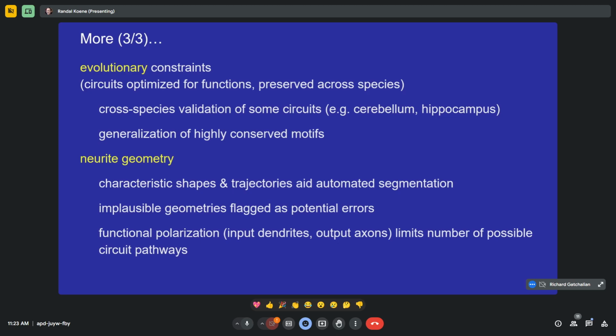Neurons have distinct dendritic and axonal branching patterns, which can be highly stereotyped depending on the type of neuron. Characteristic shapes and trajectories help automated segmentation algorithms distinguish between different types of neurites. If an axon or dendrite appears to have an implausible geometry, say, for example, an axon crossing into another neuron's territory or an unusual bend in a dendrite, that could signal a segmentation error. Because dendrites tend to receive inputs and axons tend to deliver outputs, this functional polarization limits the number of possible pathways through the circuit, focusing circuit mapping on the directional flow of information.